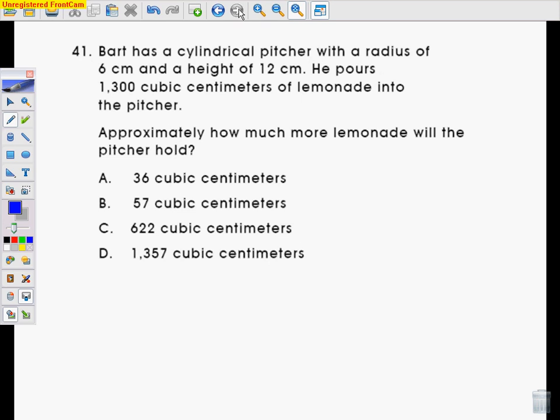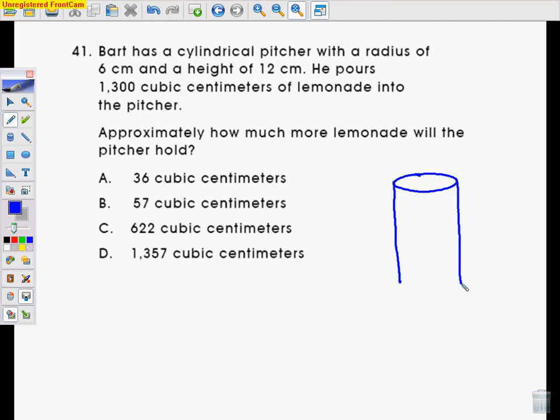Bart has a cylindrical pitcher with a radius of 6 centimeters and a height of 12 centimeters. He pours 1,300 cubic centimeters of lemonade into the pitcher. Approximately how much more lemonade will the pitcher hold? So listen, I would make sure that you read that problem over again. Make sure you get a good understanding. But Bart has this cylindrical pitcher.